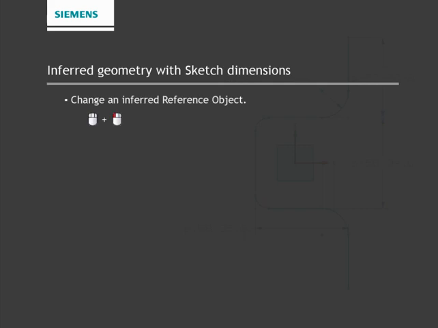In summary, to control how NX infers reference objects, you can hover the mouse and click to select a different reference object. You can click Select Second Object in the dialog box and then select the reference object. And you can choose a measurement method before selecting geometry in order to control inferred selection.